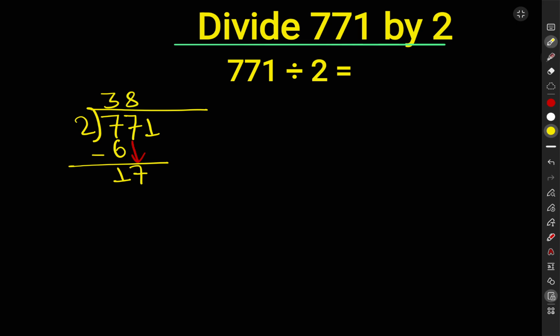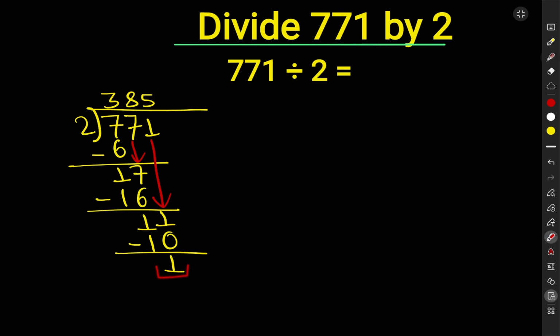So 2 times 8 is 16. On subtracting we get 1. So again we put down this 1 and it is 11. So 2 times 5 is 10. On subtracting we get 1.